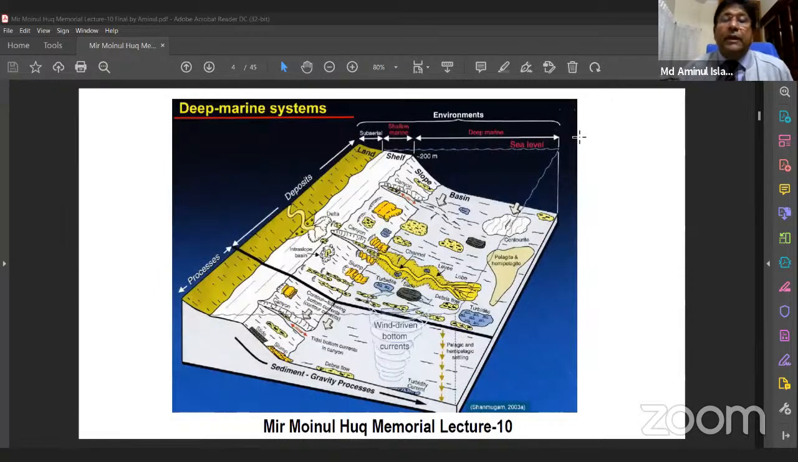So now you can see the conceptual model proposed by Shanmugam, and you can see here the process of turbidites. So we have slide, we have slump, we have debris flow, we have turbidity currents, and we have a canyon, and we can have other things also. So these are the processes for creating turbidity current or turbidites. So you can see the deposits here on the other side.